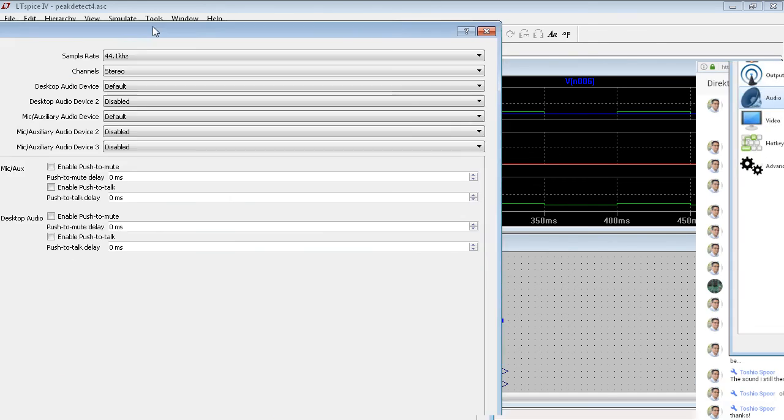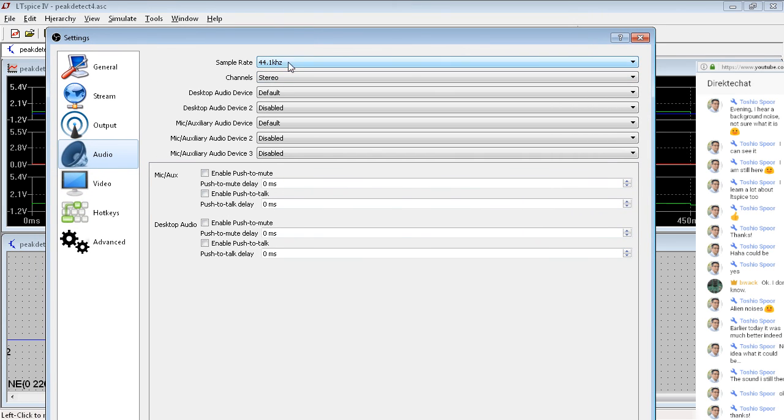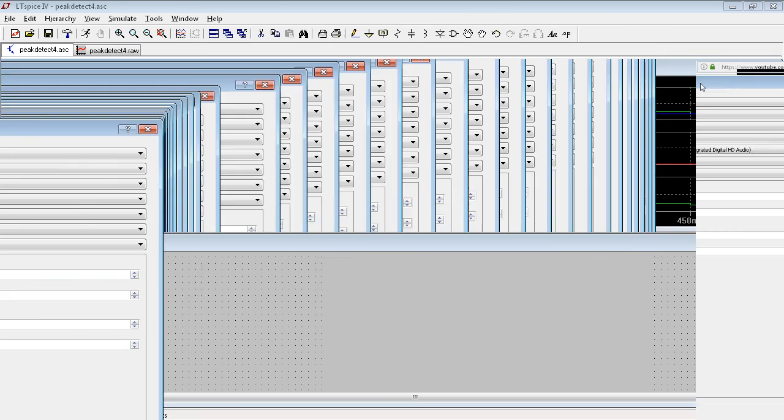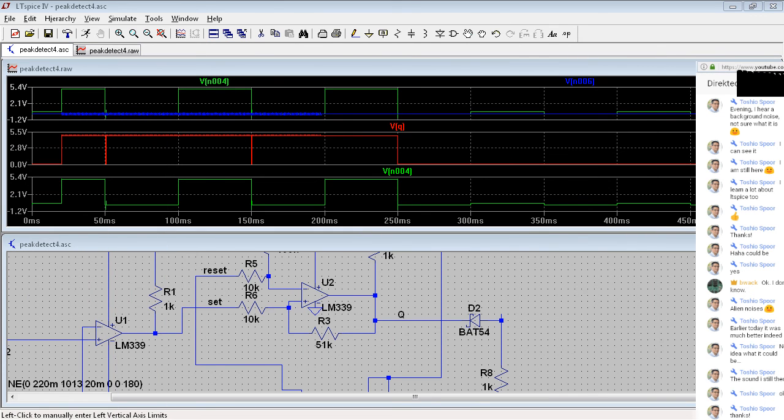There's the OBS settings. It says sample rate, stereo. That's the audio. It says desktop audio, mic auxiliary, enable push to mute. It's not much you can choose. Well, I could have set microphone like this. I don't think it will make any difference. Probably still as noisy as before, or maybe not.